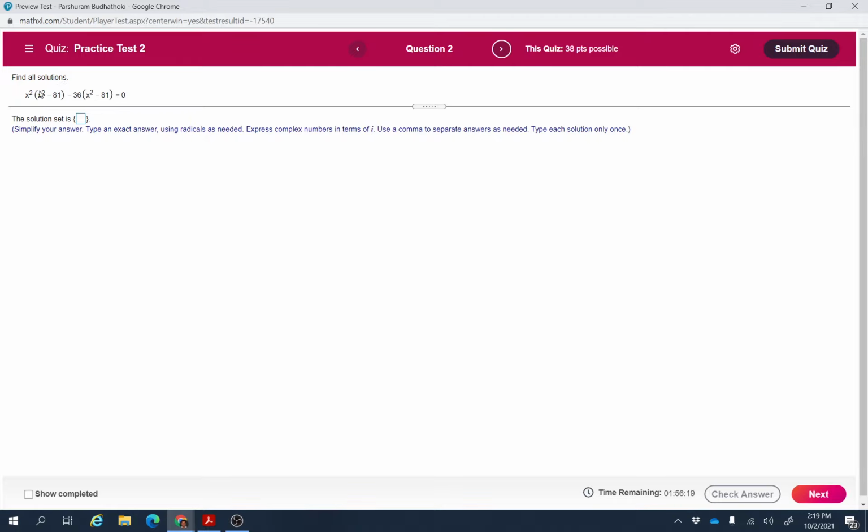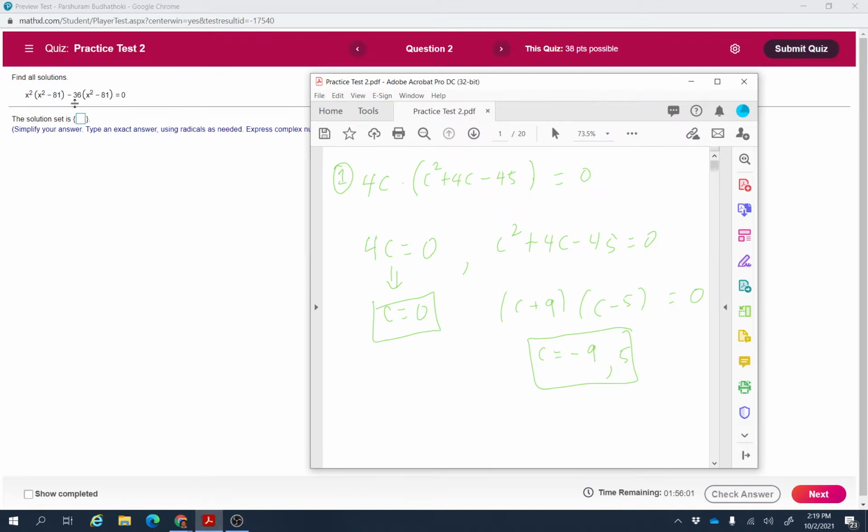Okay, again we can do the same thing. It's a solving equation. You can see x squared minus 81, x squared minus 81, is the common factor. So you can factor out x squared minus 81, and the leftover would be x squared minus 36. So you can change this equation into a quadratic equation.